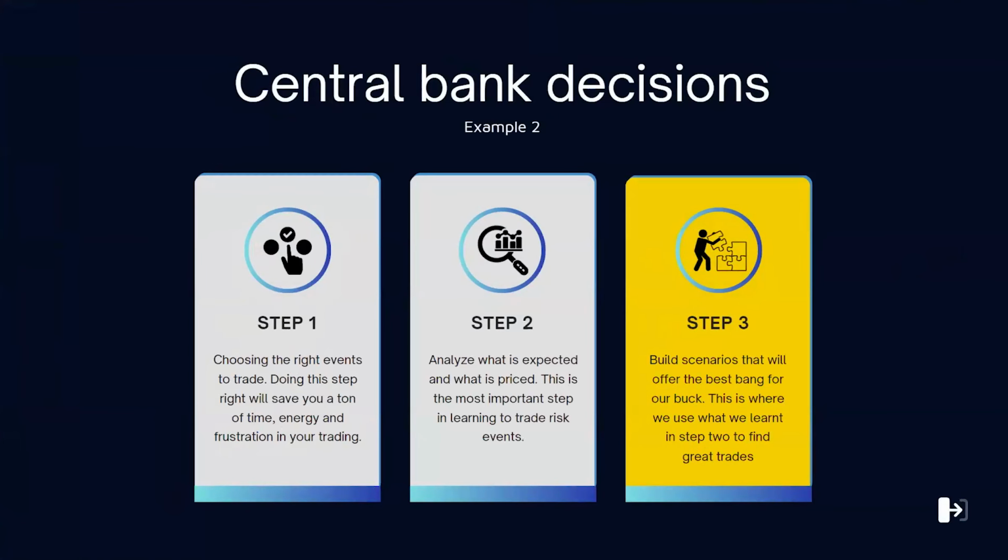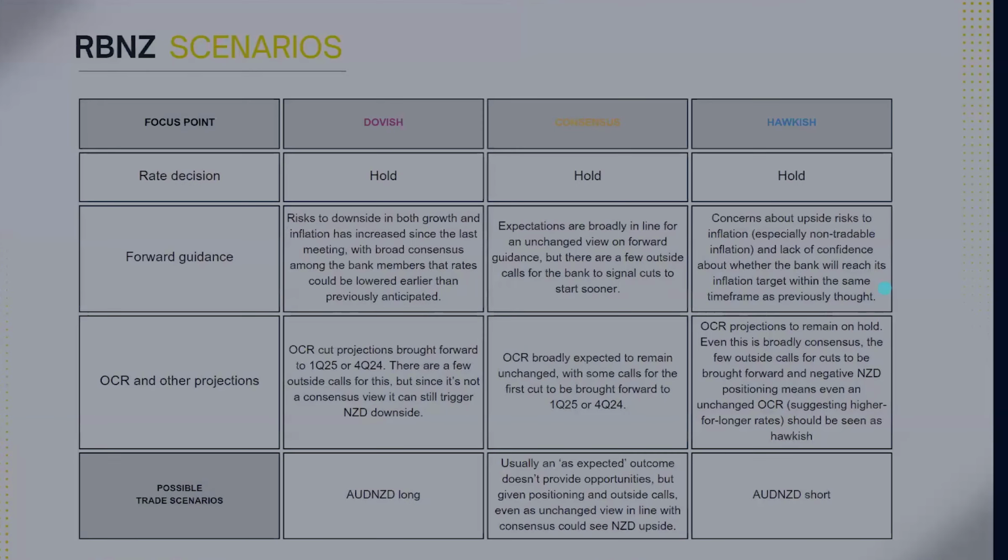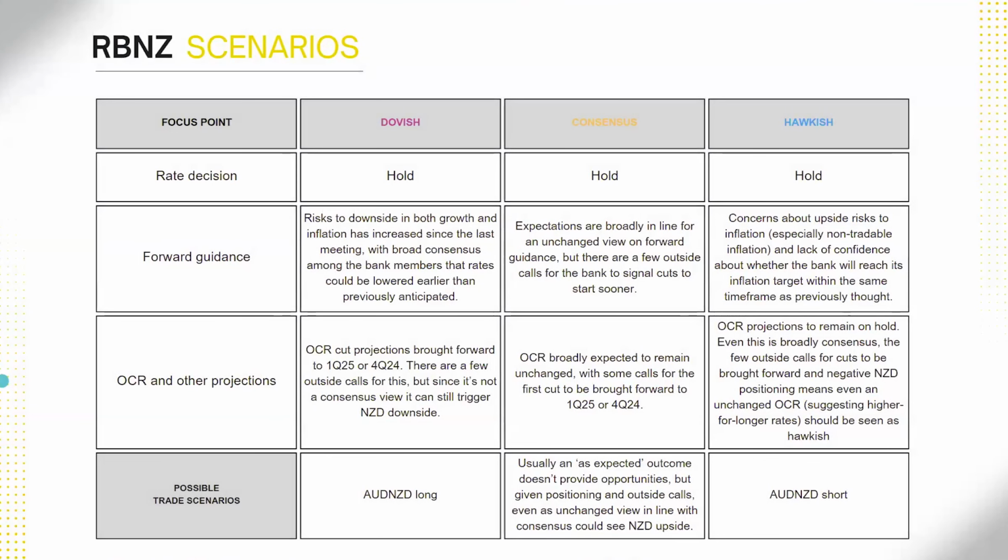Now, you should know that step 3 by now, it's building out our scenarios, right? So based on all of the info, what was expected from rates markets, what was expected from the statement, what was expected from the projections, this is our scenario planning for that event. The main focus for this was what the bank had to say about those OCR projections.